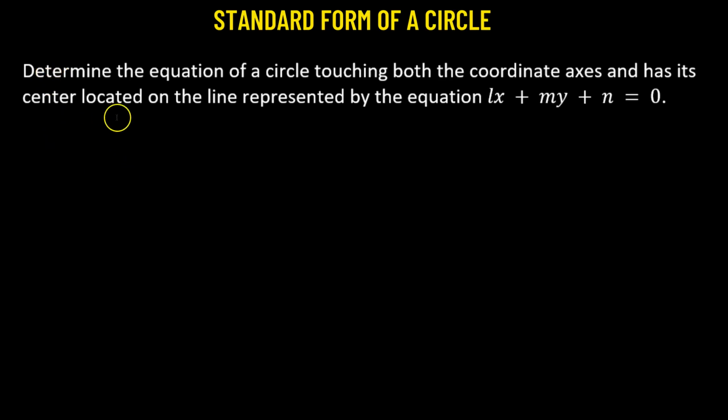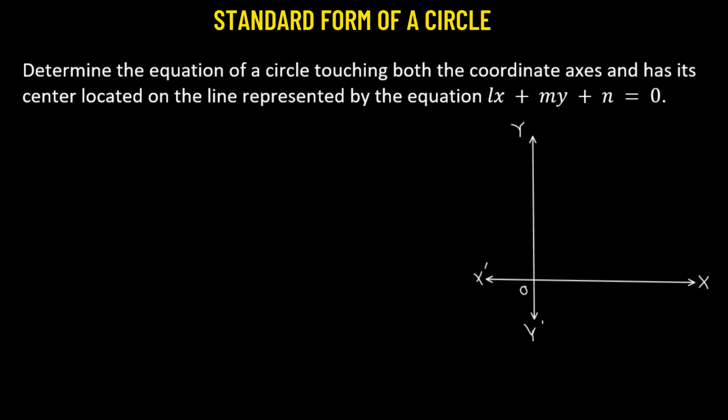So in this problem, we need to determine the equation of a circle which touches both the coordinate axes and has its center located on the line given by the equation lx + my + n = 0. So let us first try to understand the problem geometrically.